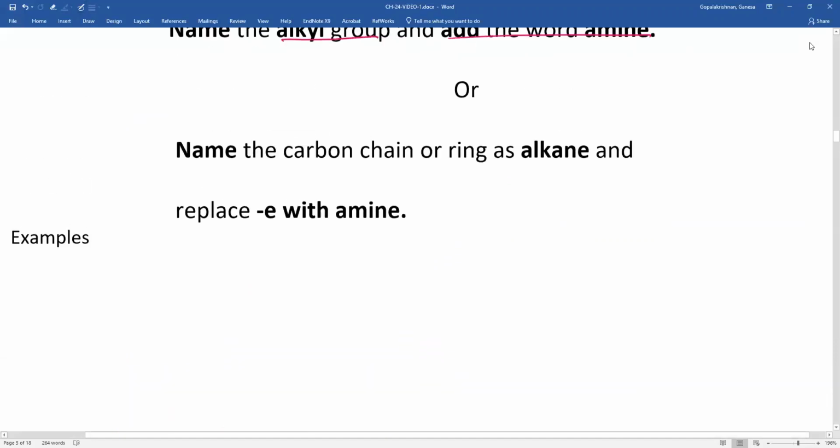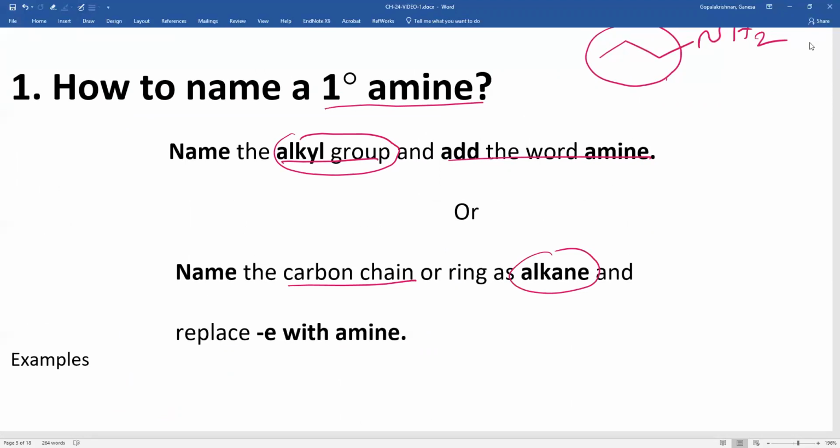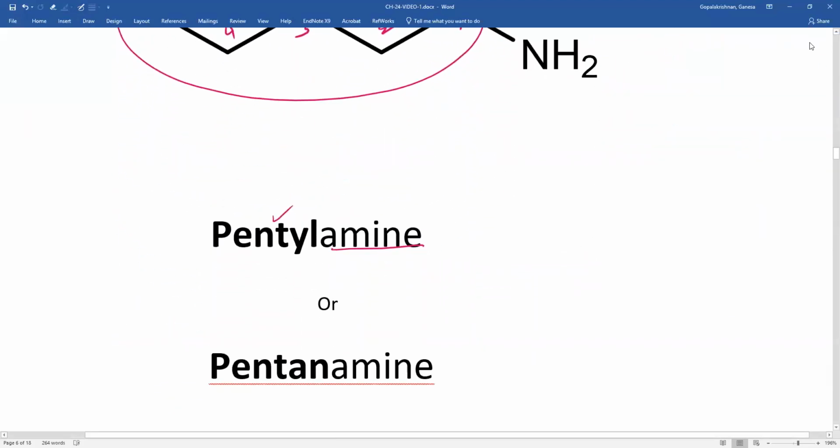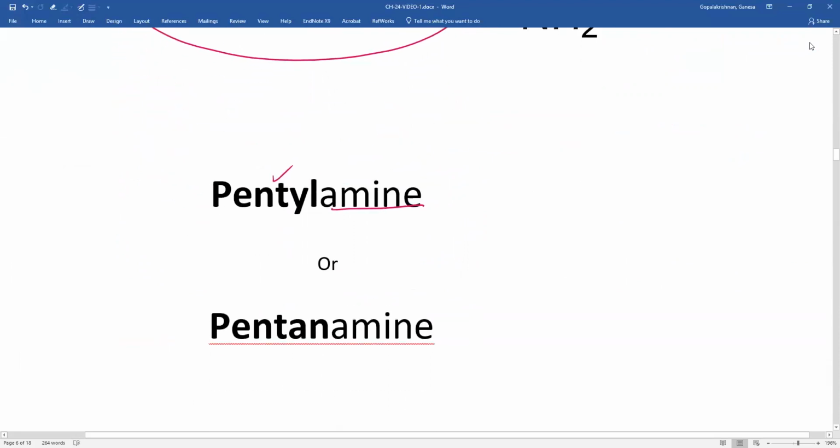There is another way to name the same primary amine. Instead of naming that as an alkyl group, name the carbon chain or the ring, if you have one, as an alkane. If you name the 5 carbon chain alkane as pentane, and you replace the E with the word amine, pentanamine. So this is a second way for naming primary amines. This has 5, so you can call it pentanamine.